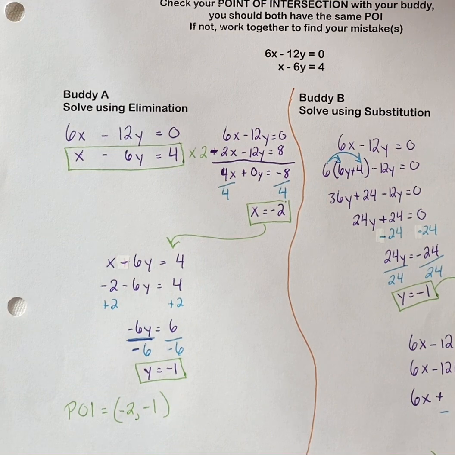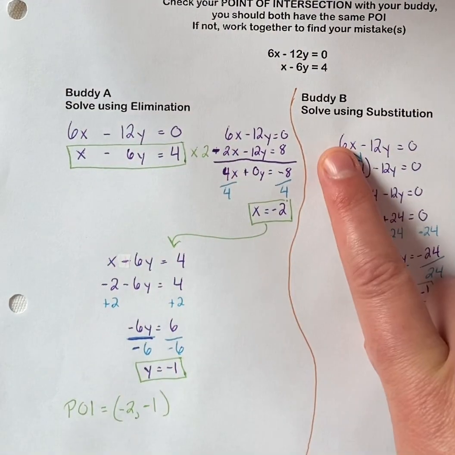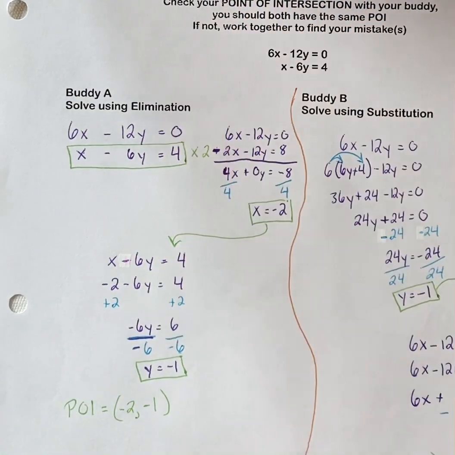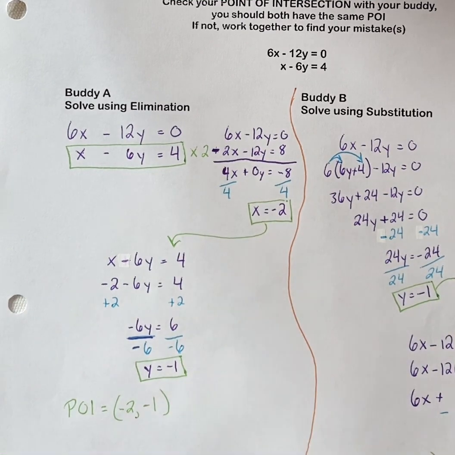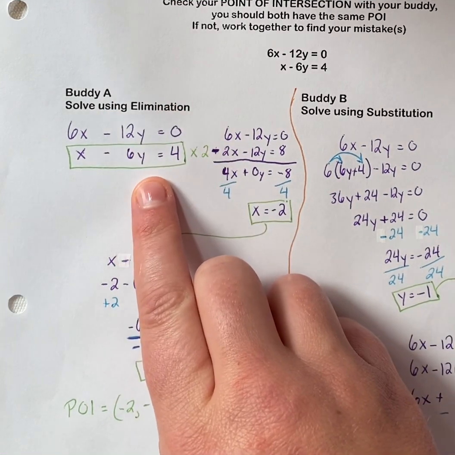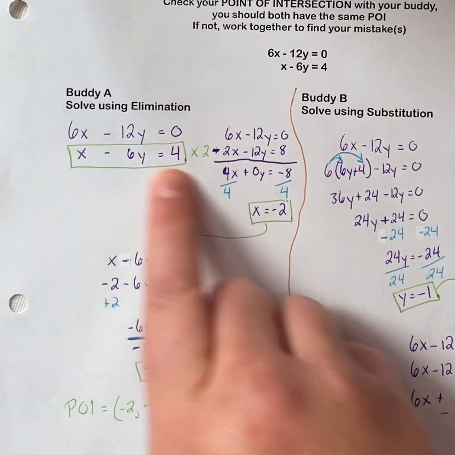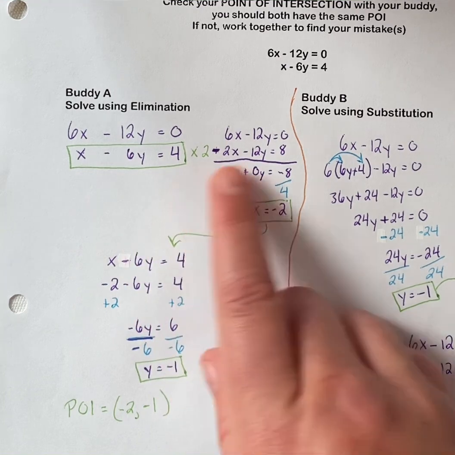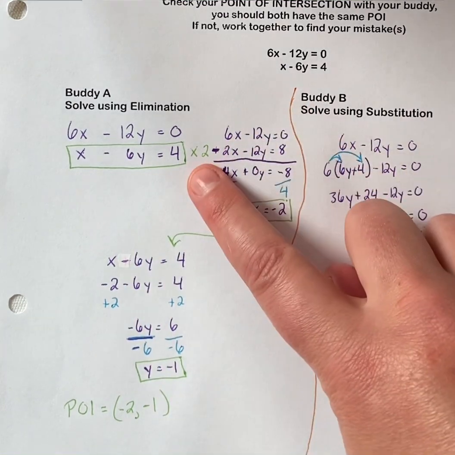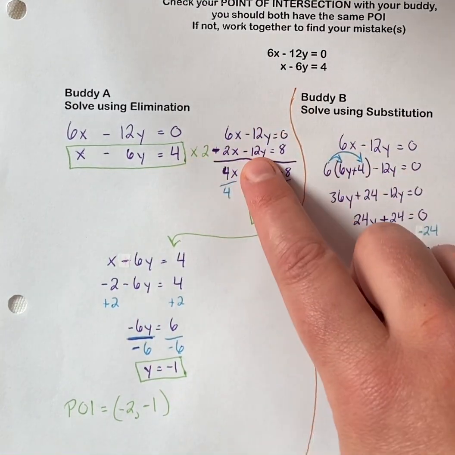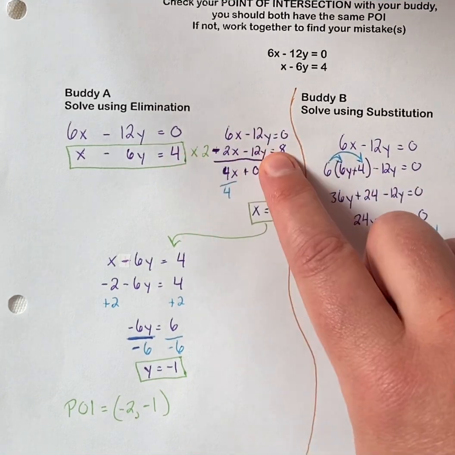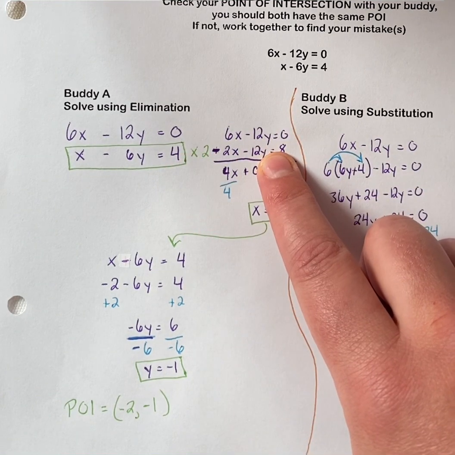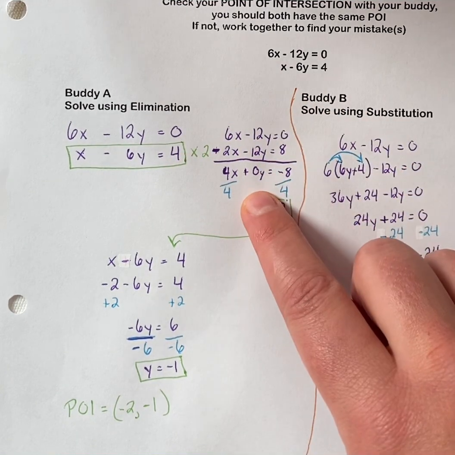All right, so the first buddy is going to do elimination, second buddy is going to do substitution. This is not the only way to do this answer, so if you did yours slightly differently, that's okay. So I chose to make my y's line up, so I multiplied this by 2. I did that because that's the easiest way to do this. Then I subtracted, because if I have a negative, subtract a negative, that gives me a negative plus 12, and then that will give me 0.